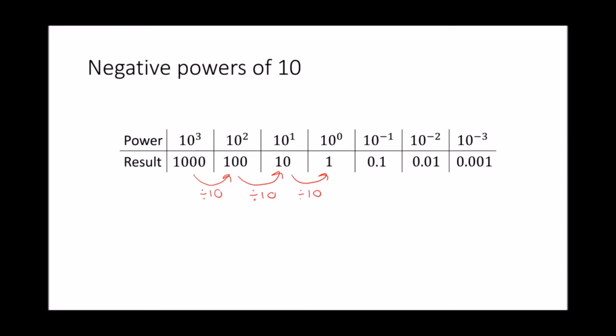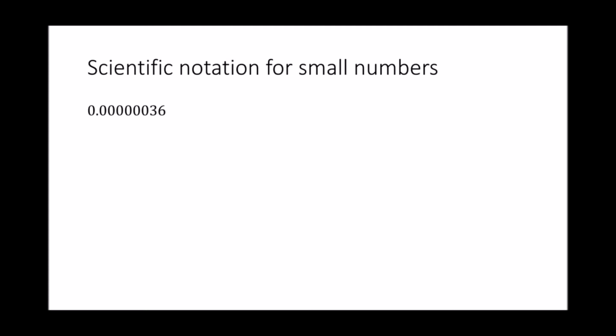There's also another pattern here. 10 to the power of 3 has 3 zeros. 10 to the power of 2 has 2 zeros. Our negative powers do the same thing. 10 to the power of minus 2 also has 2 zeros, but in this case the zeros come before the 1. 10 to the power of minus 3 also has 3 zeros. So it's quite easy without making any calculations to write out powers of 10. Now let's use this knowledge with our small numbers. So let's say we're working with this one.